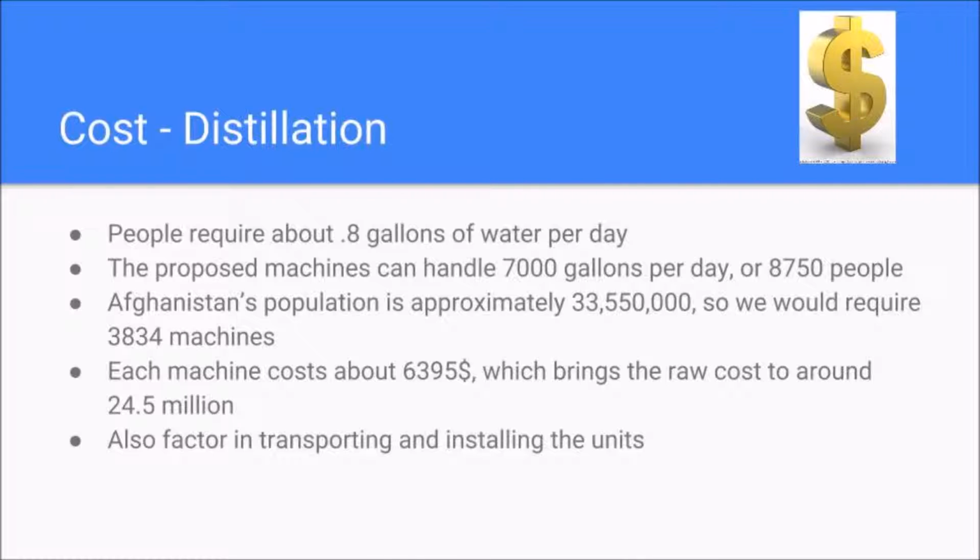Factoring in Afghanistan's population of 33,550,000, we estimated that we require about 3,800 machines. Each machine that we were looking at costs $6,395, which brings our raw cost for parts to about $25 million. This estimate is extremely low for the actual cost because we're not factoring in the transportation or the labor cost to install and maintain the units.